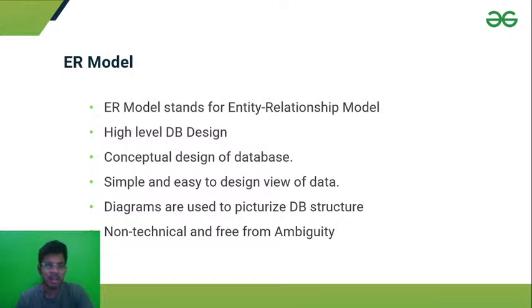Okay, so in diagrams we use shapes and structures like rectangle, oval, dashed oval, dashed rectangle, and diamond shape, or we can sometimes call it kite shape, to represent the ER model. And it is free from ambiguity. Ambiguity means confusion. It doesn't require much technical knowledge to understand what an ER diagram is, right?